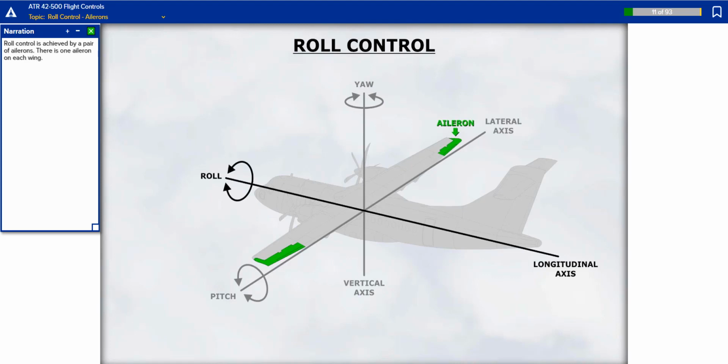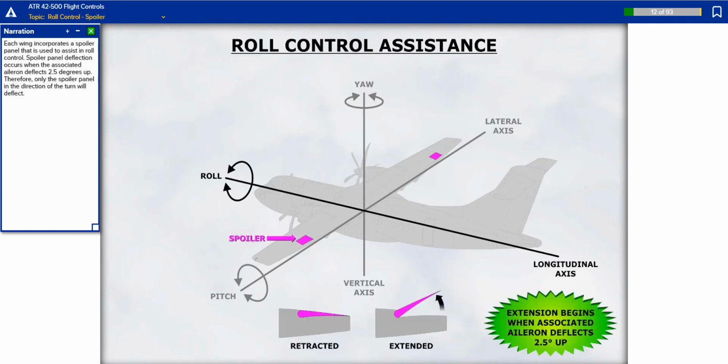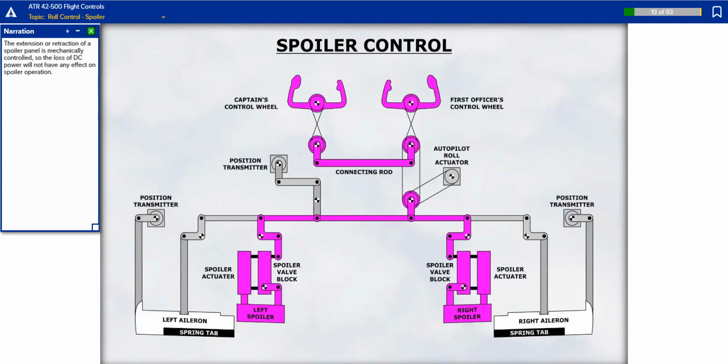Roll control is achieved by a pair of ailerons. There is one aileron on each wing. Each wing incorporates a spoiler panel that is used to assist in roll control. Spoiler panel deflection occurs when the associated aileron deflects 2.5 degrees up. Therefore, only the spoiler panel in the direction of the turn will deflect. The extension or retraction of a spoiler panel is mechanically controlled, so the loss of DC power will not have any effect on spoiler operation.